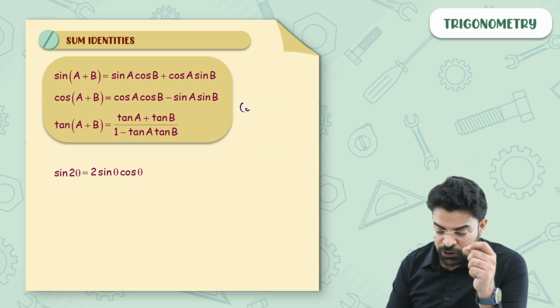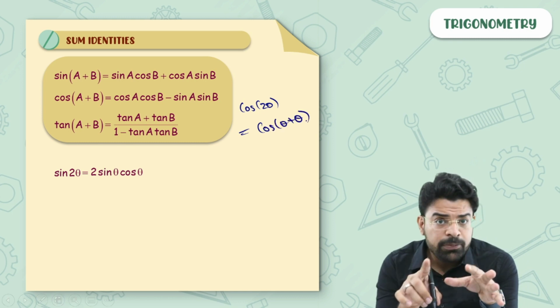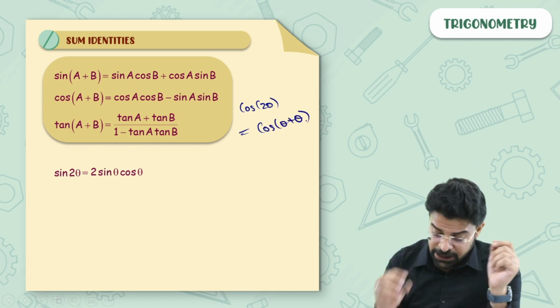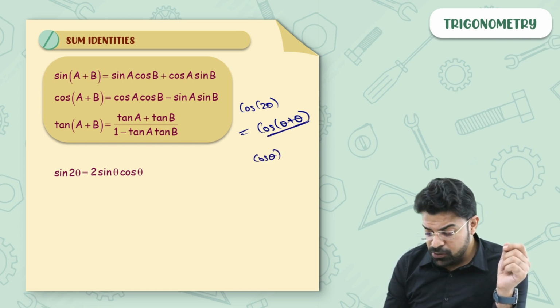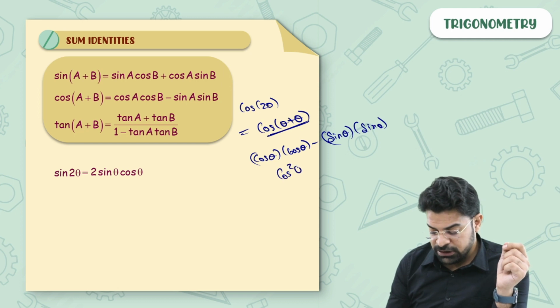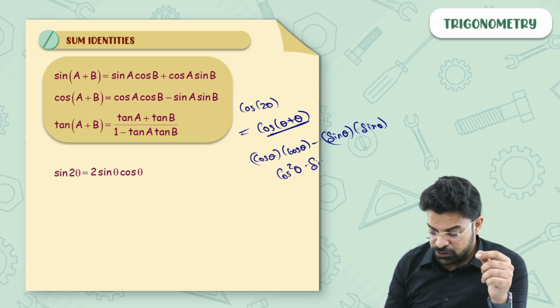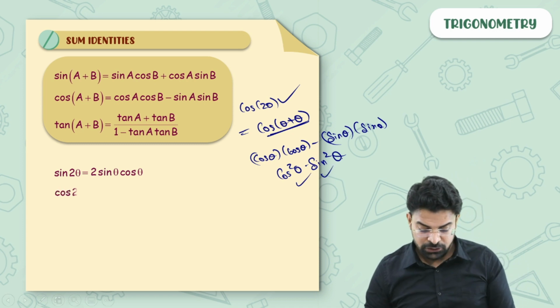Similarly, we can find out what is cos of 2 theta. We can say that cos of 2 theta is nothing but cos of theta plus theta. Cos of A plus B is cos A cos B minus sin A sin B. So cos of theta plus theta will be cos theta into cos theta minus sin theta into sin theta. Now cos theta into cos theta will be cos square theta. Sin theta into sin theta will be sin square theta. So you get cos 2 theta is nothing but cos square theta minus sin square theta.